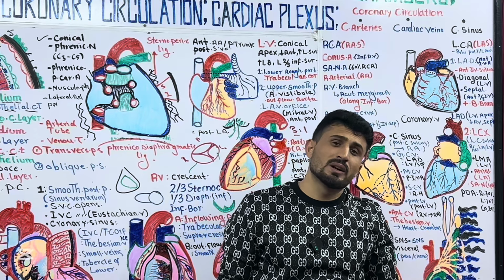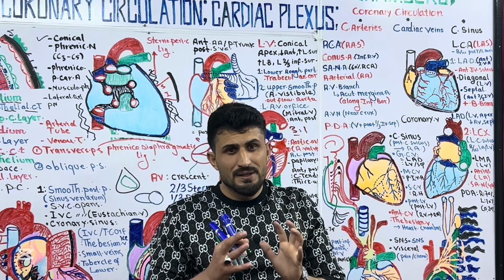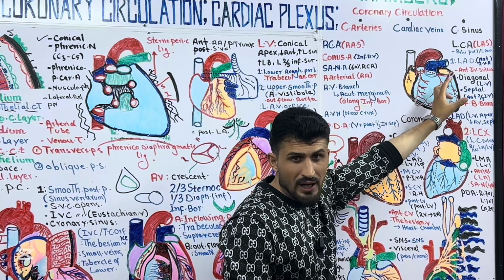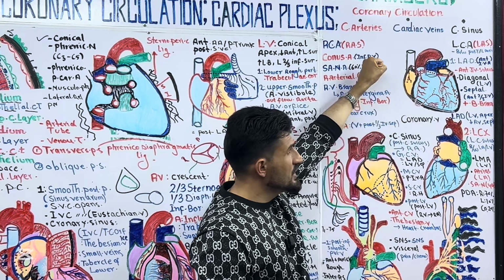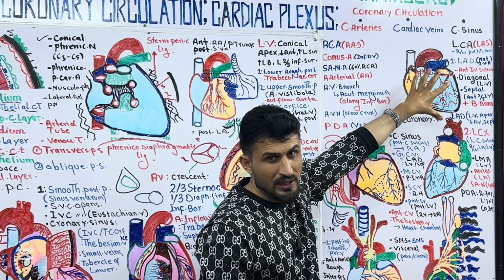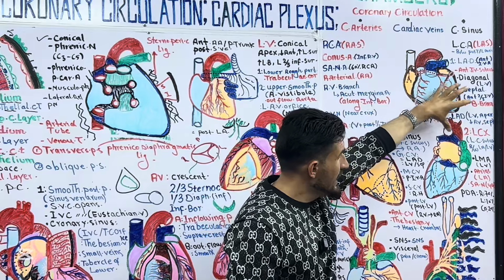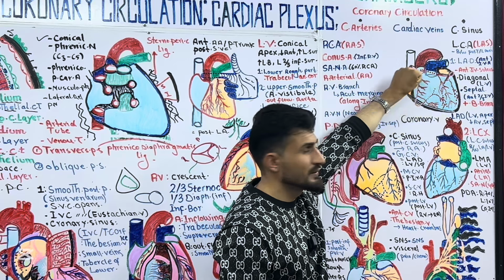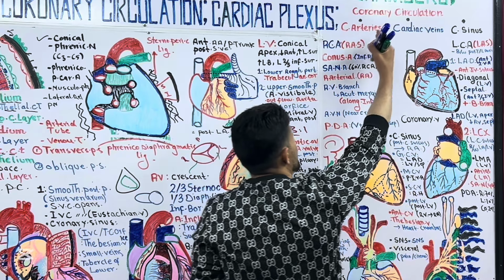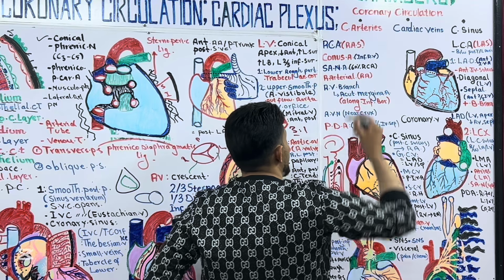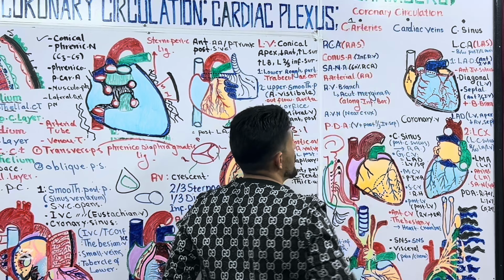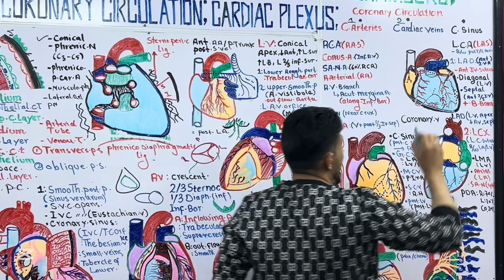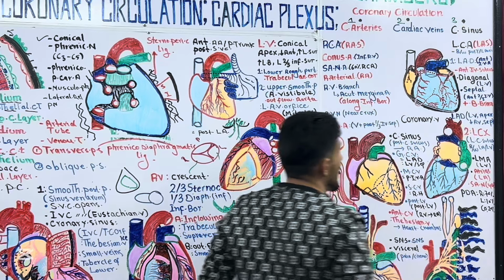Collectively, coronary circulation is a blood vessel system that supplies blood to the myocardium and drains deoxygenated blood from the myocardium. It means it provides oxygen and recollects carbon dioxide and waste metabolic products from the myocardium. So coronary circulation has three components. The first is coronary arteries, the second is cardiac veins, and the third is the coronary sinus.